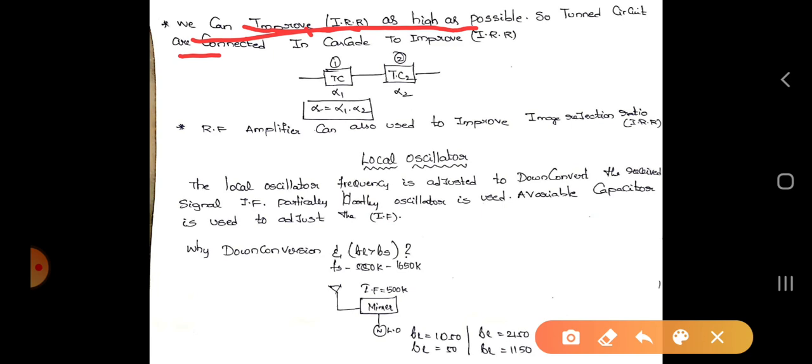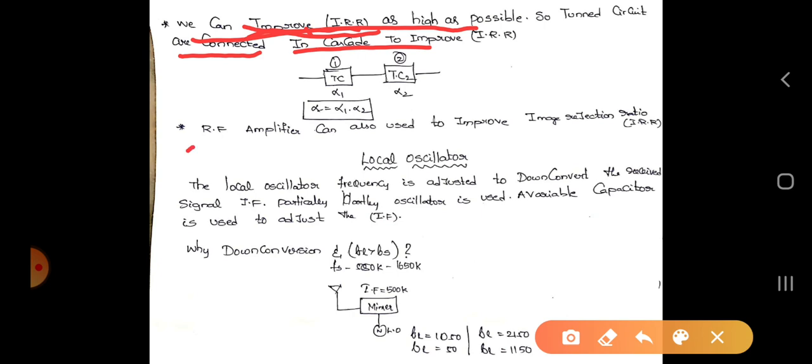Tuned circuits are connected in cascade. Instead of using one tuned circuit, if you use multiple tuned circuits in a cascaded version, the overall gain of the tuned circuit will be very high. This is how we are increasing the gain of the tuned frequency and reducing the gain of the image frequency. This is how we can reduce the image signal, as well as improve the image rejection ratio. This is one type of technique.